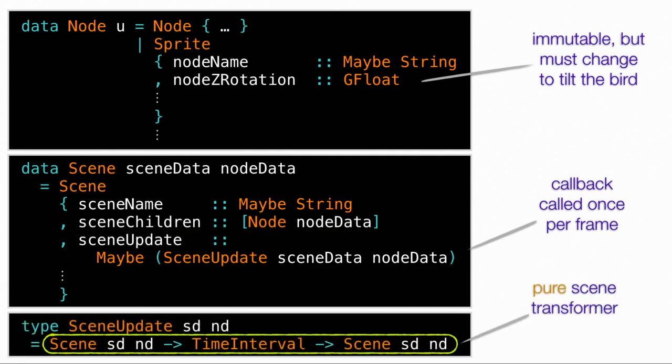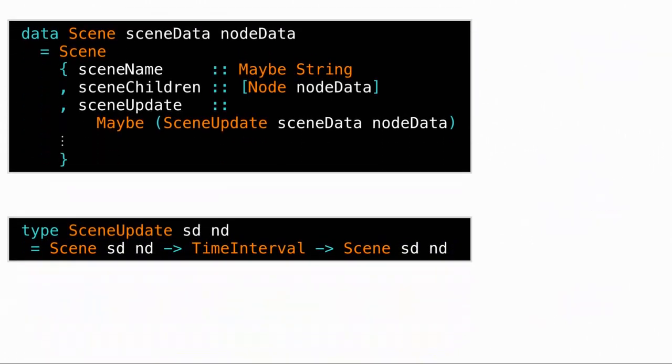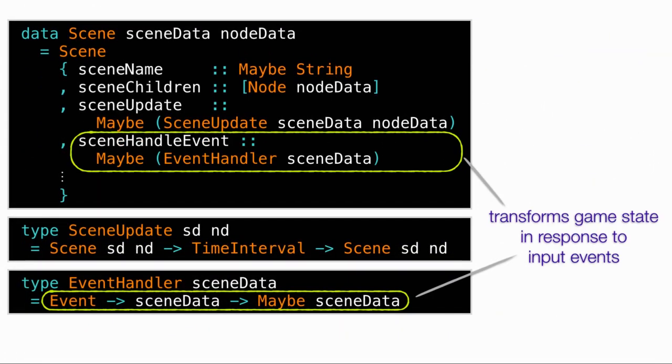If you can't read this because you're in the back, it says scene, arrow, time interval, arrow, scene. So it gets a scene, information about how much time passed, and then returns a new scene. It's a pure transformation function. No IO, no ST, no nothing. All right, and we handle events the same way.